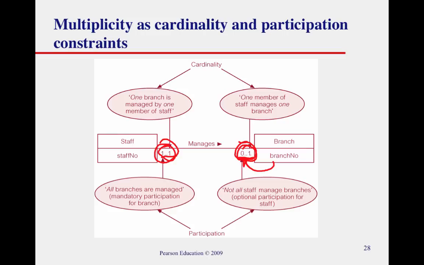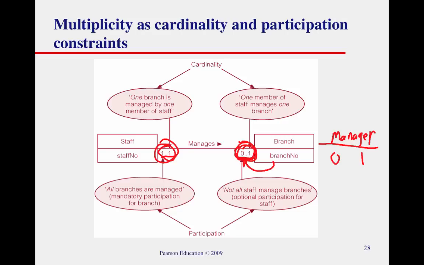It's actually on the opposite. Yes, that's correct. It is the number of times that that attribute may appear in the relation. So on the branch side, if you think of the manager column, a staff member, each staff value may occur either 0 times or 1 time. A staff member can't manage more than one branch.